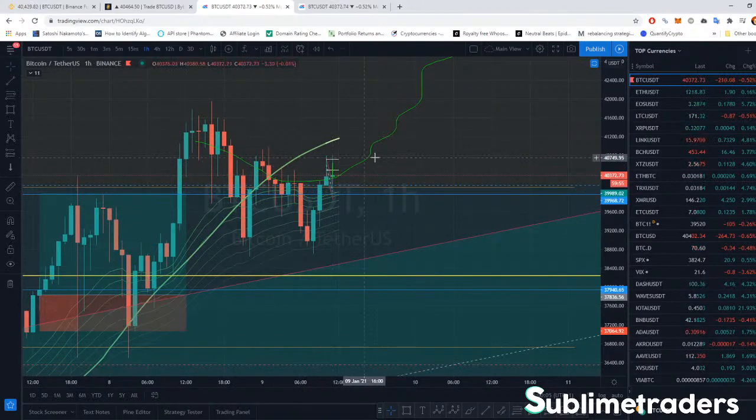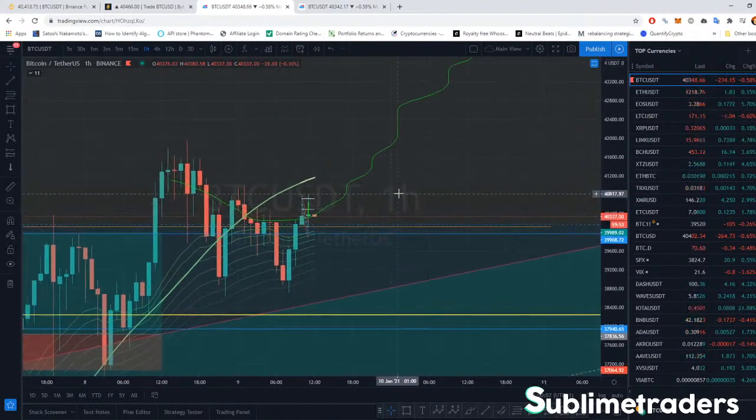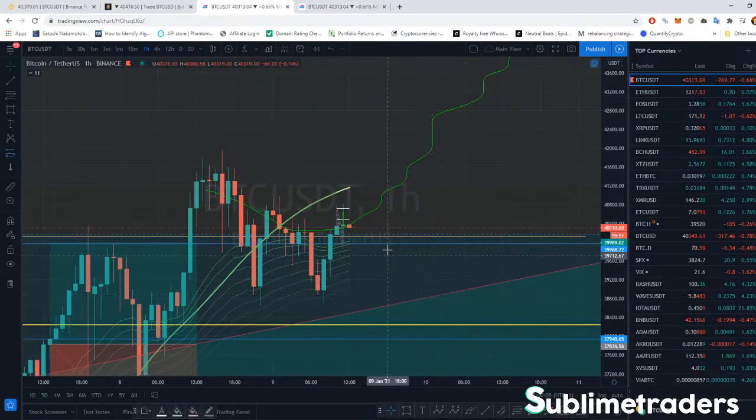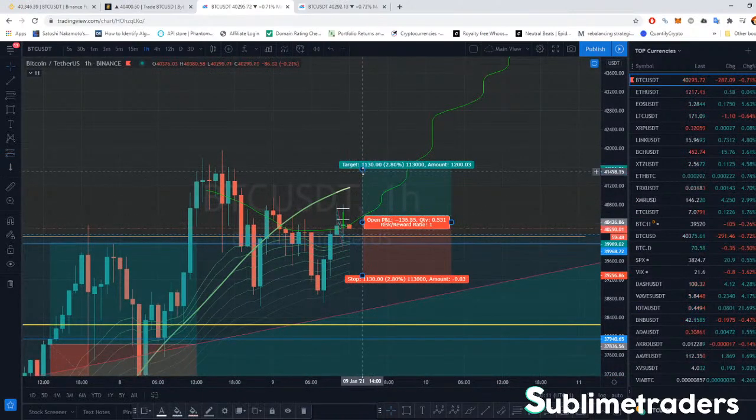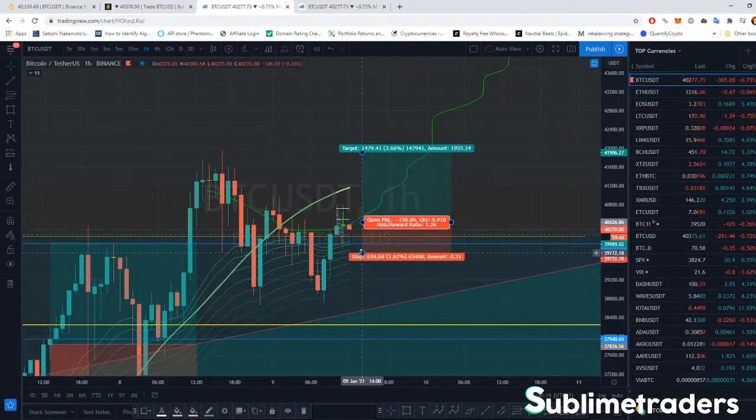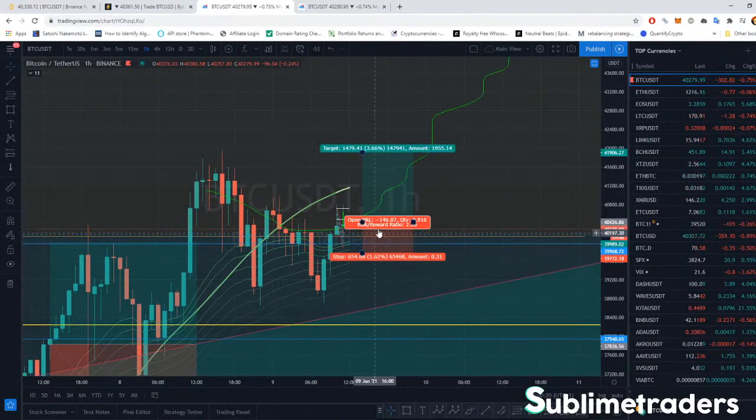Let me just try to find the setup. Okay, let's say, for the sake of argument, this is not a good setup, but it's a possible setup. Let's say we have this risk-reward ratio, 2.26 to 1, and my stop loss is 1.62.